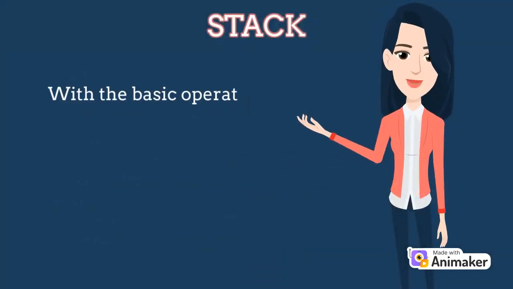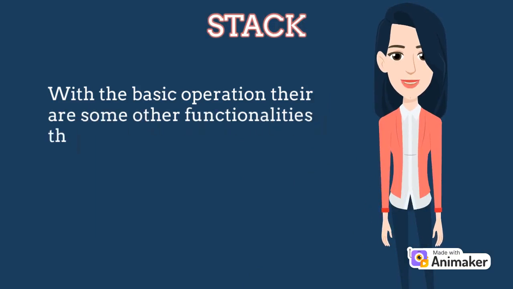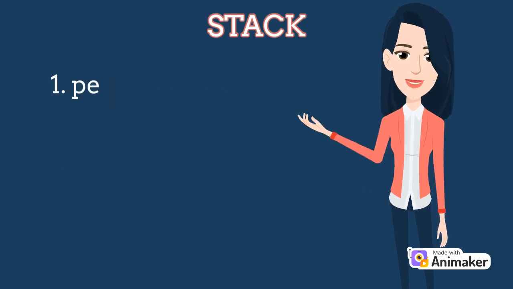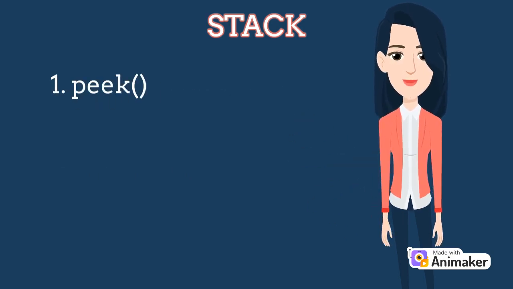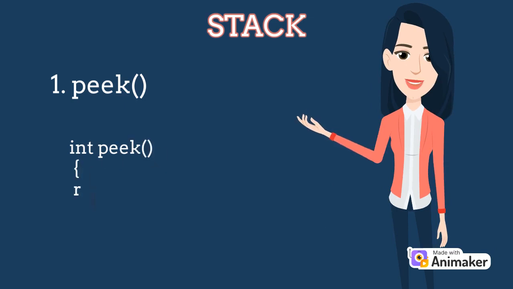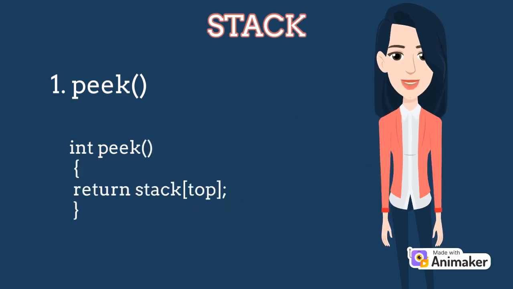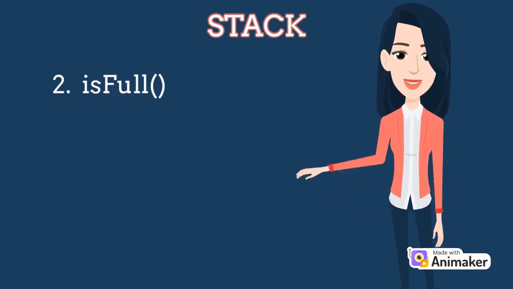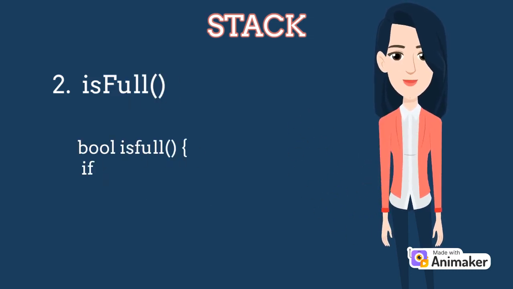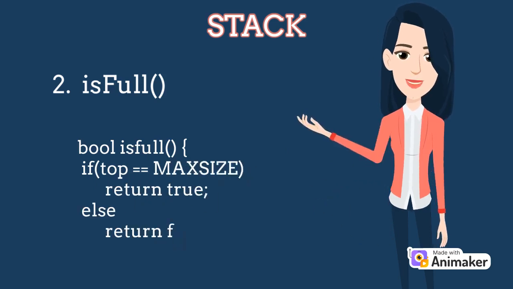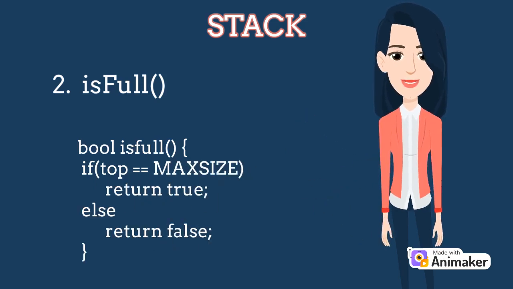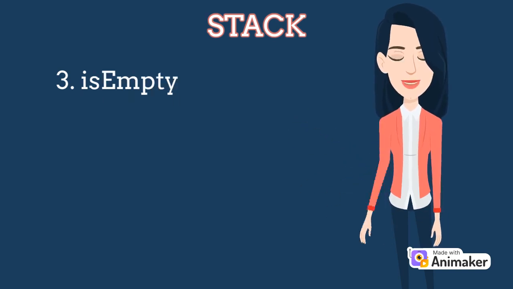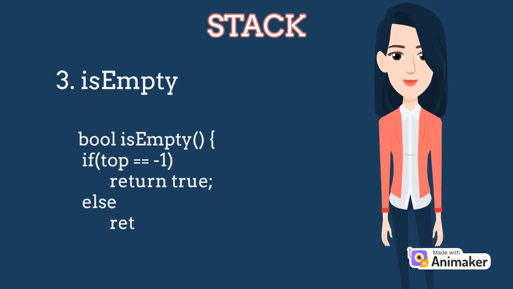With the basic operations there are some other functionalities that are needed to check the status of the stack. One is the peek method, which is used to get the top element of the stack. This is the sample code of the peek method in Java. Second is isFull, which is used to check if the stack is full. This is the sample code of the isFull method of stack in Java. Last one is isEmpty, which is used to check if the stack is empty. This is the sample code of isEmpty in Java.